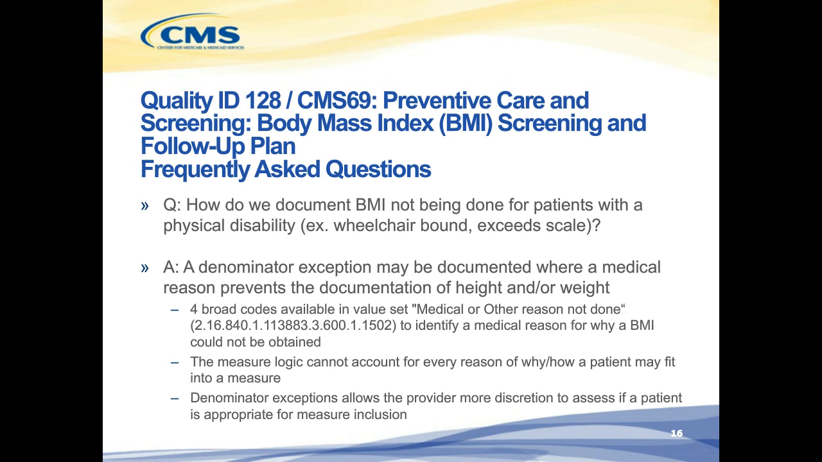One of the specific questions we receive frequently is, how do we document a BMI not being done for patients with a physical disability, such as those in a wheelchair or who exceed the scale? Previously we had not had a medical reason exception for obtaining that BMI. We've added that for 2019, so now an exception can be used where the height or weight cannot be attained for a physical disability.